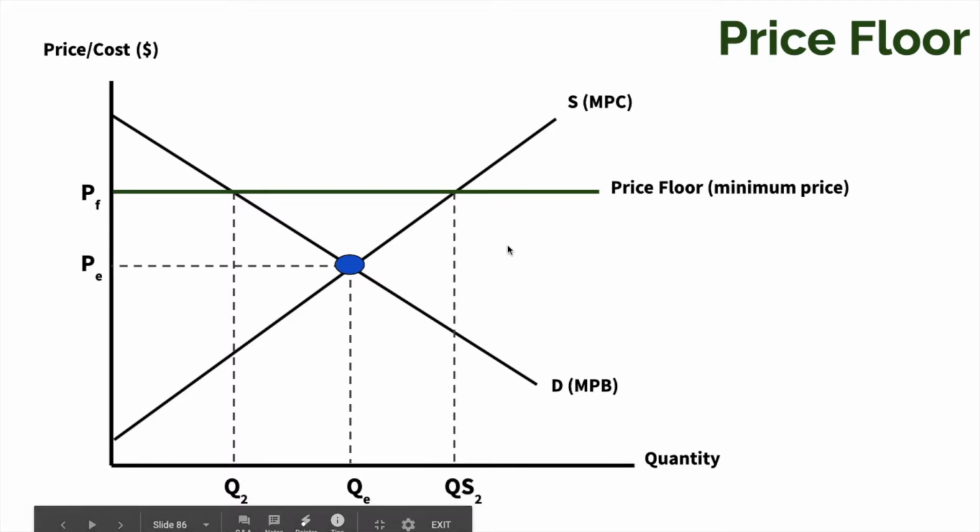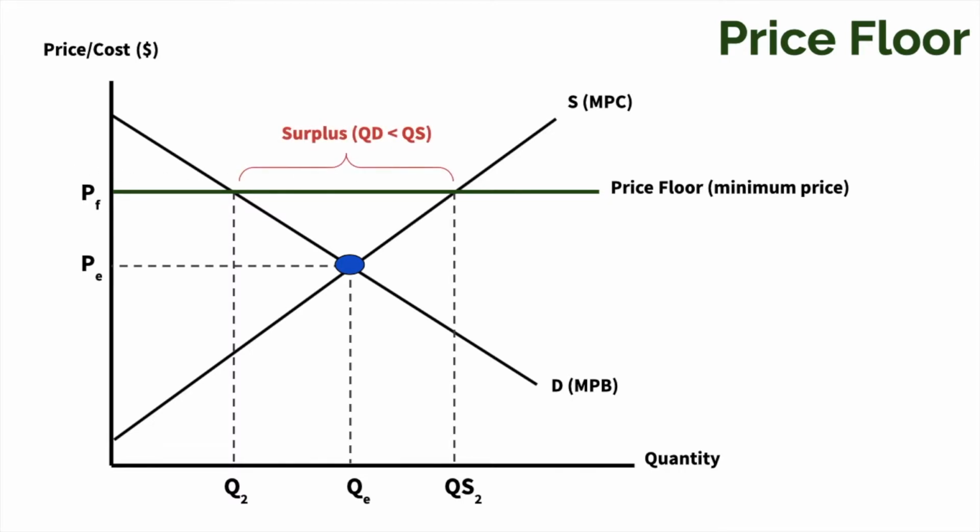And then suppliers, on the other hand, are going to want to sell more because as price goes up, quantity supplied increases. All of these producers who weren't willing to sell it at P sub E are now willing to sell it at P sub F, and the result is a surplus, where quantity demanded is less than quantity supplied. And consumer surplus then would be limited to this area up here.